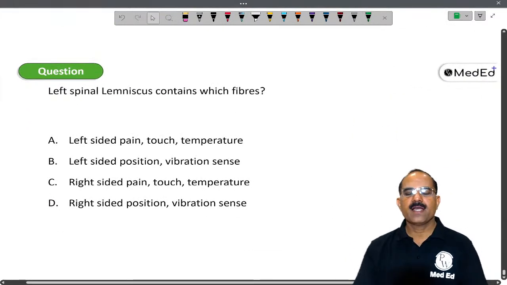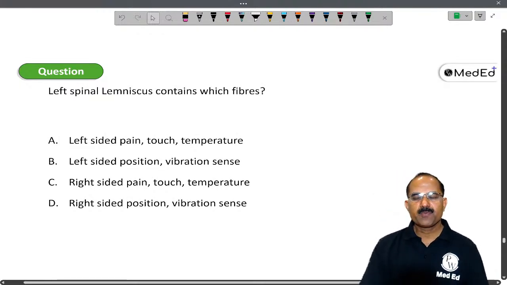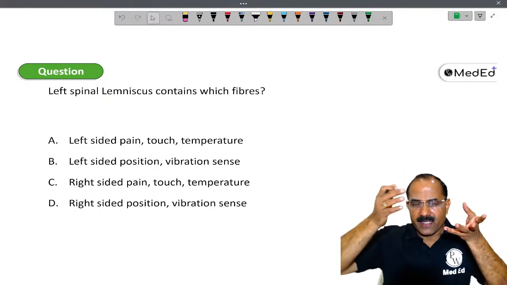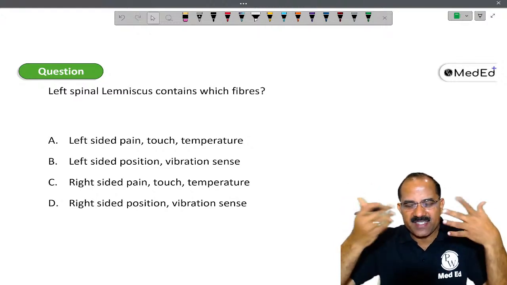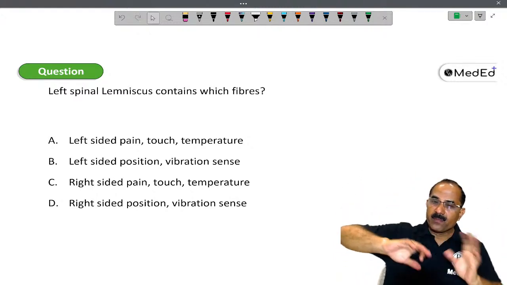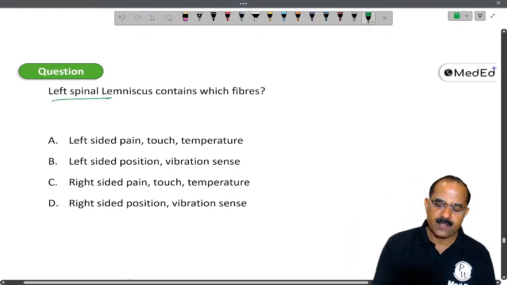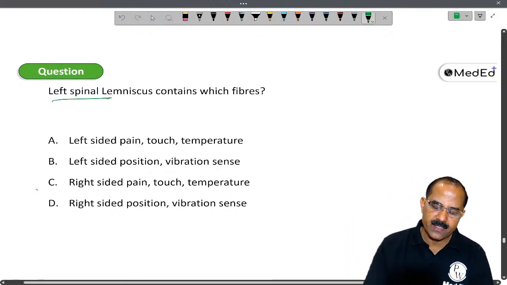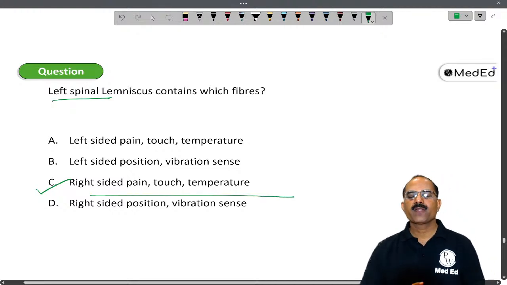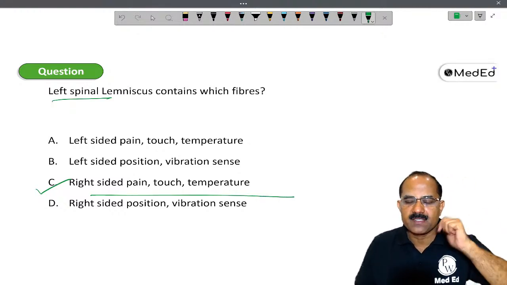Okay, answer this. Left spinal lemniscus carries which fibers? Spinal lemniscus क्या carry करते हैं? They carry crude sensations. Crude sensations क्या होते हैं? Touch, pain, temperature. And they carry from the opposite side. So left spinal lemniscus will carry right-sided touch, pain, temperature. है ना?